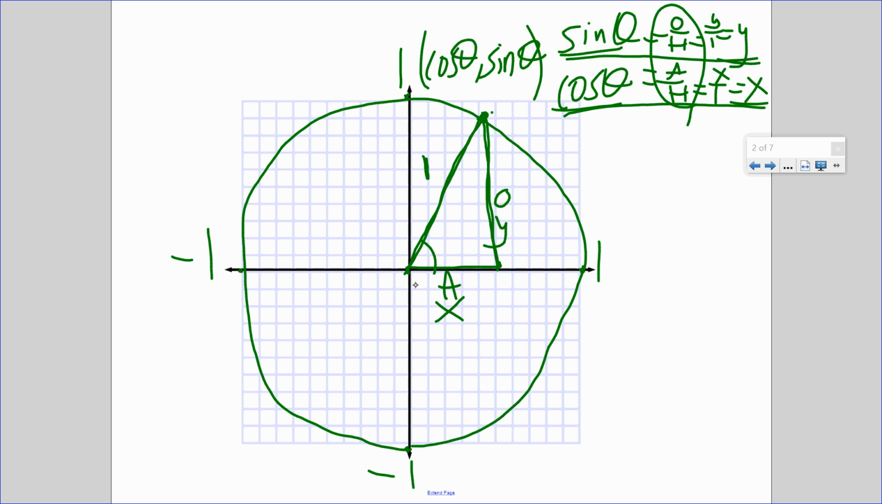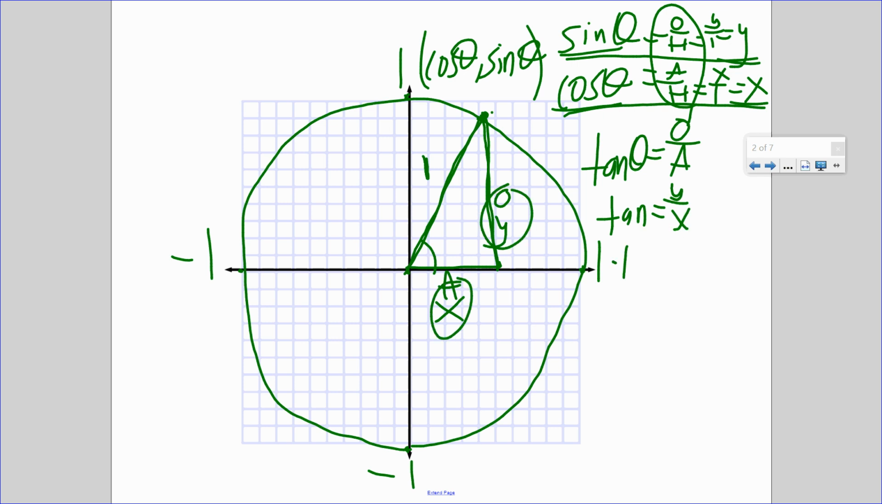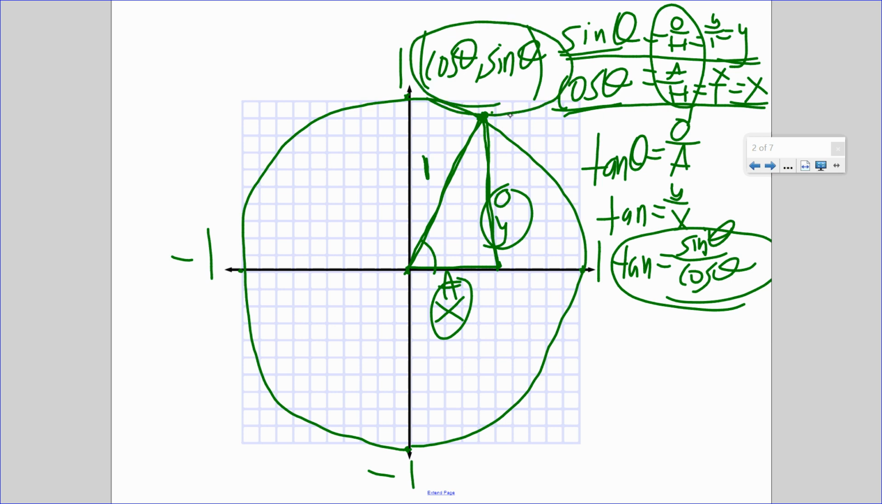Now, another thing you need to know for this is tangent. Let's take a look at tangent. Tangent is opposite over adjacent. So tangent would be y over x. And we just said that y is sine of theta and x is cosine of theta. So that's a little rule you need to know as well. Tangent of theta is sine of theta over cosine theta. So what do we need to know? Any point on the unit circle is cosine of theta comma sine theta, and tan of theta is sine of theta over cosine of theta.